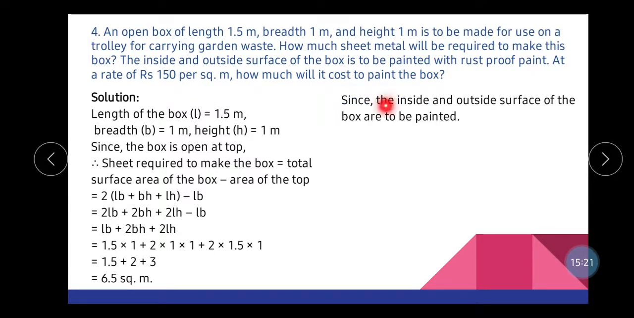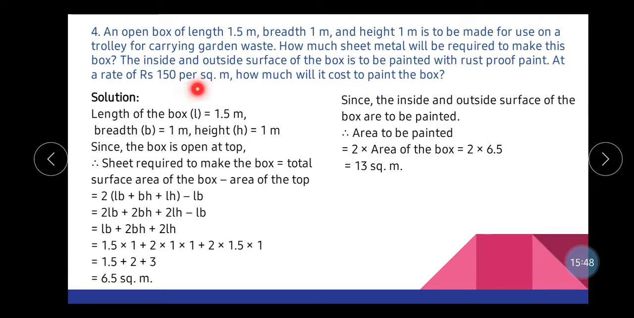Since the inside and outside surface of the box is to be painted, therefore area to be painted will be twice, that is 2 into area of the box, because we are painting from both the sides, inside as well as outside. So 2 into 6.5 we get 13 square meter. Now the rate is rupees 150 per square meter. So this area we will be multiplying by 150 to find the cost of painting.